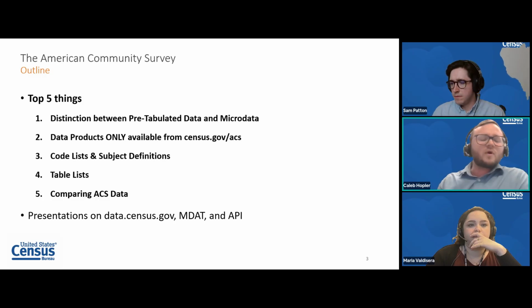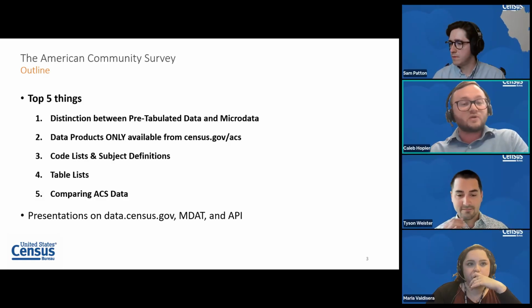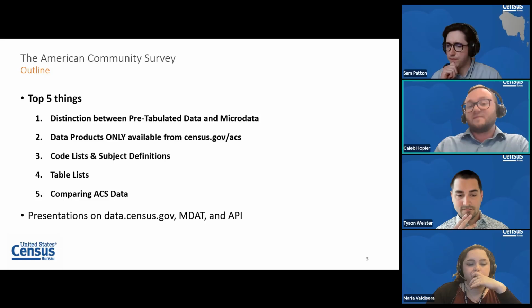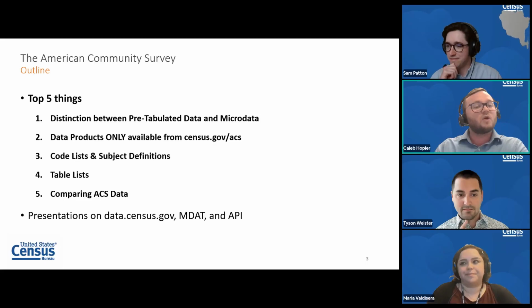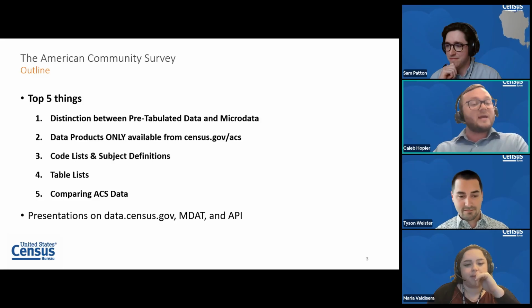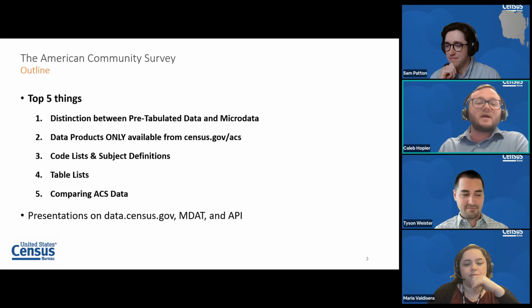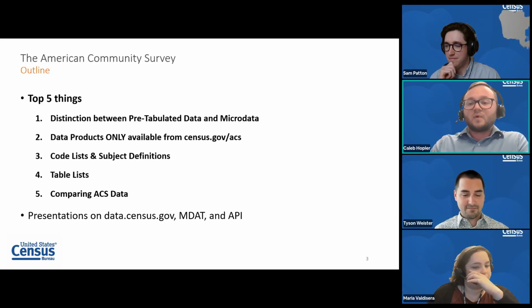I'll go over our top 5 things. First, a distinction between the pre-tabulated data and our microdata. Then the data products that are only available on census.gov/ACS, our website. Then technical documentation: the code list and subject definitions, as well as our table list. And I'll wrap it up with comparing ACS data before passing it along to my colleagues, who will provide demonstrations on data.census.gov, MDAT, the Microdata Access Tool, and also the API, or Application Programming Interface.